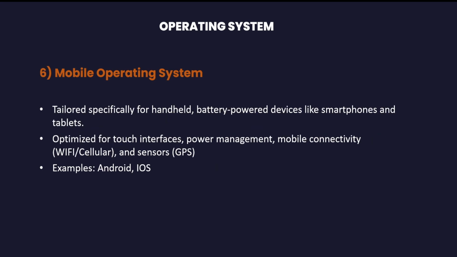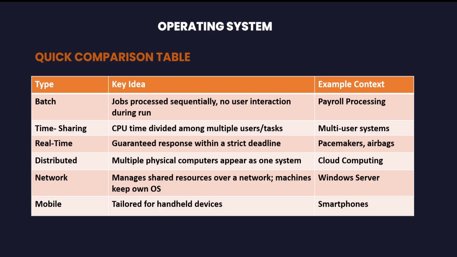Sixth is mobile operating system, tailored specifically for handheld, battery powered devices like smartphones and tablets. Optimized for touch interfaces, power management, mobile connectivity like Wi-Fi, cellular, and sensors like GPS. Examples are Android, iOS.